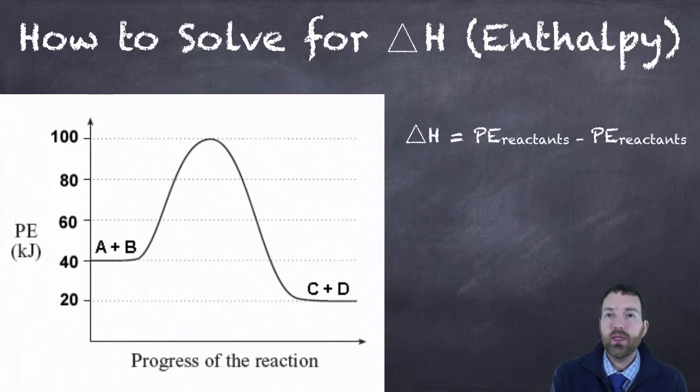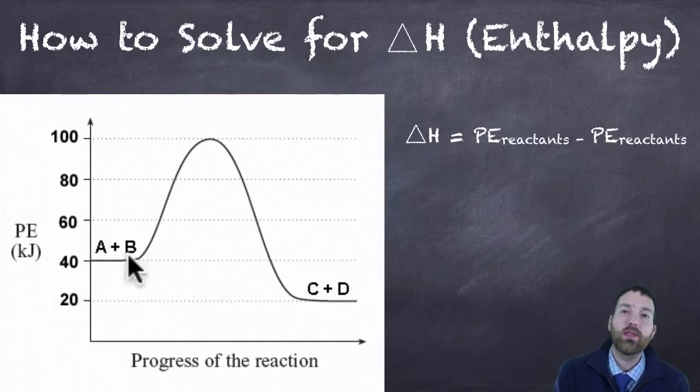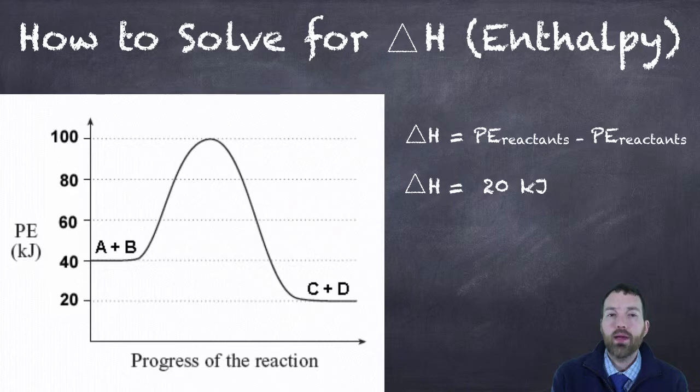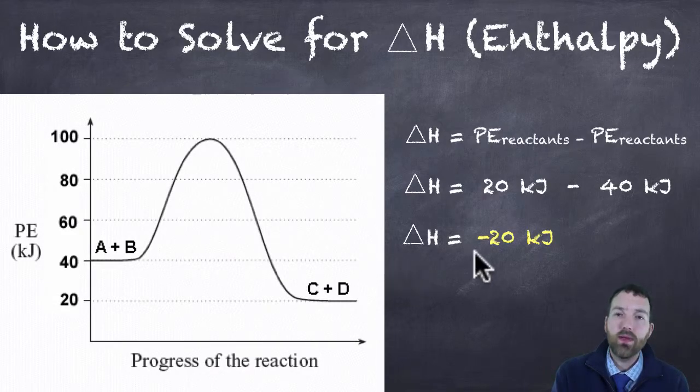Okay, so we use our equation: potential energy of products minus potential energy of the reactants. Our products' potential energy is 20 kilojoules. So our products C and D are 20, and our reactants A and B are 40. It's always the ending, the products, minus the beginning, the reactants. So 20 minus 40, of course, is negative 20 kilojoules. The negative tells me it's an exothermic reaction, which makes a lot of sense because despite this big bump in the graph here, we're going downhill overall. The change in this graph is down.